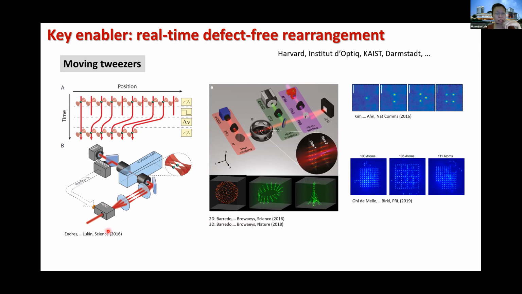So this was demonstrated for both 1 dimension and also 2 dimensions in 2016. Since then, in the Browaeys group, they've taken it even to 3 dimensions, creating some very nice geometries over here. And besides acousto-optic deflectors, you can also perform the same thing with spatial light modulators, and also a record rearrangement here in the Berkeley group using microlens arrays.